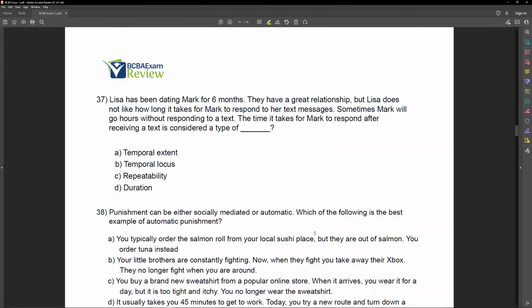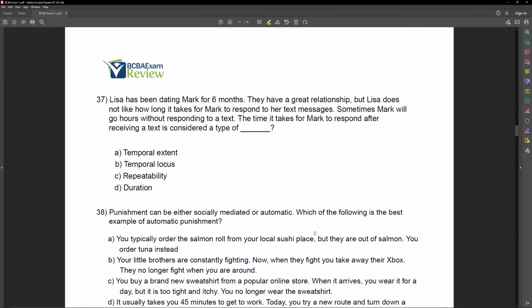37. Lisa has been dating Mark for 6 months. They have a great relationship, but Lisa does not like how long it takes for Mark to respond to her text messages. Sometimes Mark will go hours without responding to a text. The time it takes for Mark to respond after receiving a text is considered a type of what?